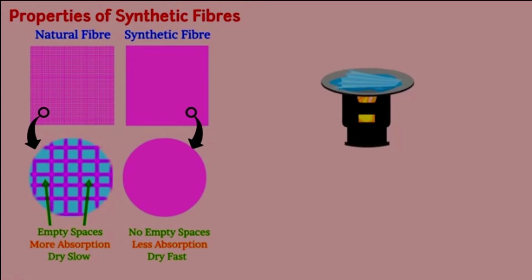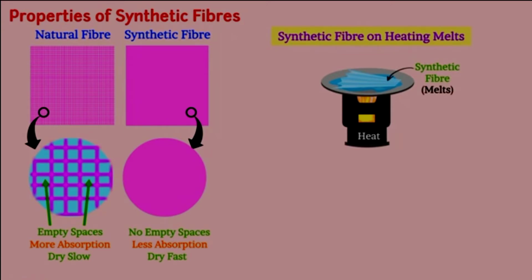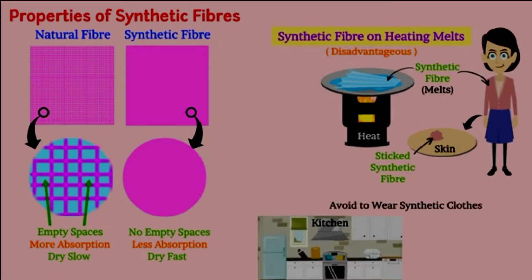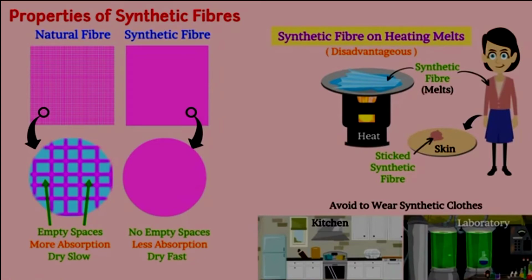Another important property of synthetic fibers is that on heating, these fibers melt. Actually, it is disadvantageous as the fabric melts and sticks to the body of the person wearing it. So we should avoid wearing synthetic clothes in kitchens, laboratories, and similar places.